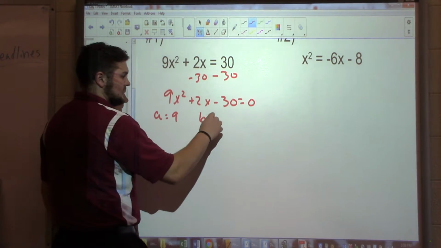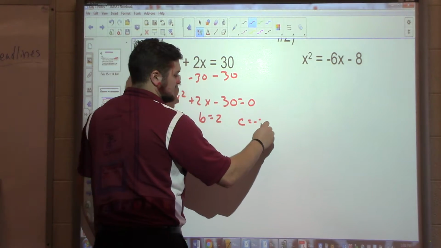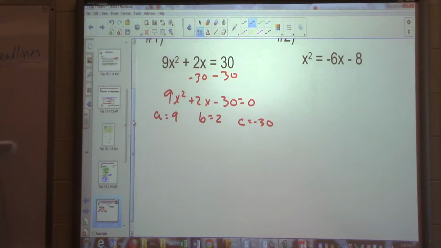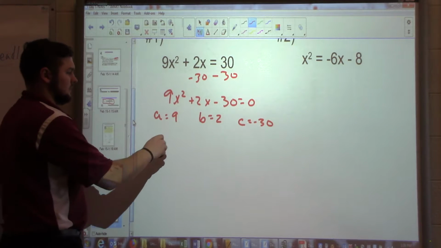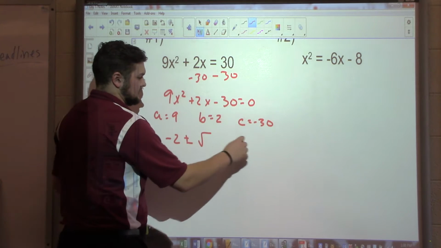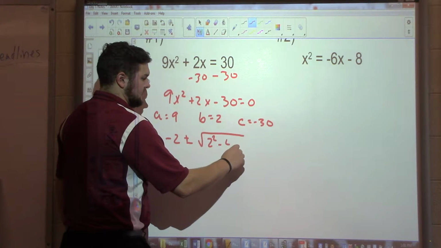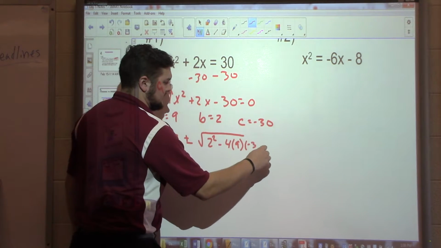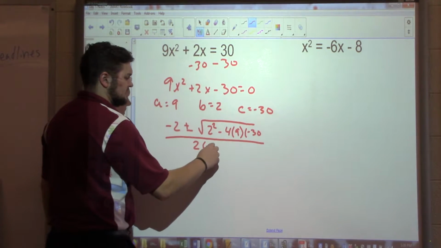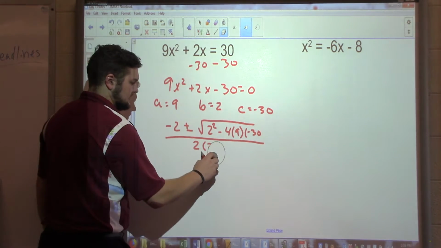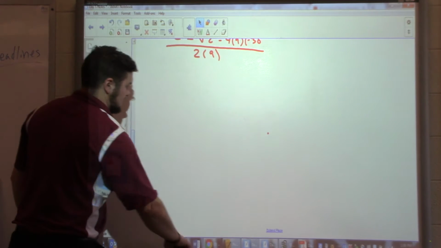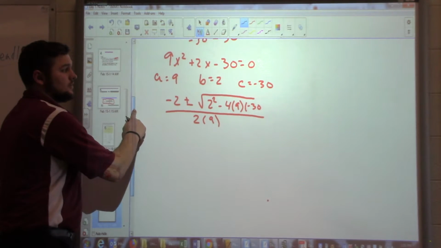A equals 9, B equals 2, C equals negative 30. So, negative 2 plus or minus the square root of 2 squared minus 4 times 9 times negative 30, all over 2a. So 2 times 9. Do you all follow where those numbers are coming from?